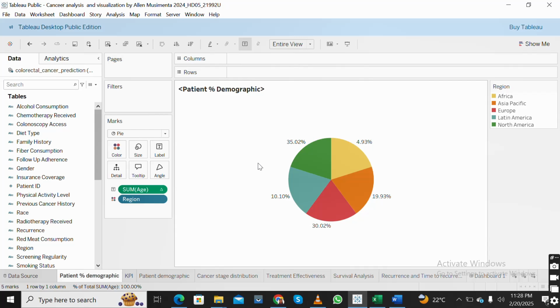I came up with a pie chart, and this pie chart is helping in showcasing the different regions and also their scale. When you see yellow, you know that is Africa, with this percentage of how these people are being distributed. Of course, it can be changed to the numbers, but I found the percentage to be the best way of explaining this kind of data.